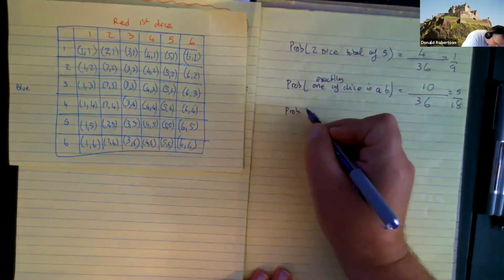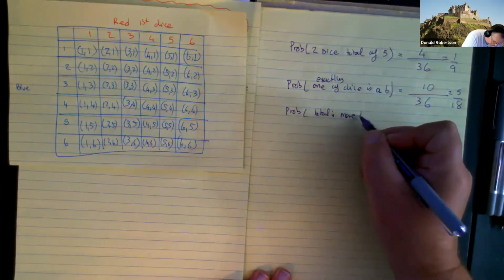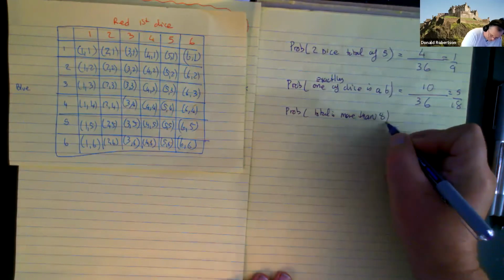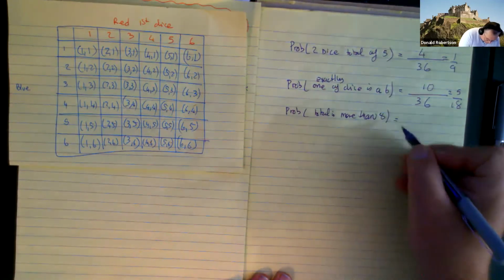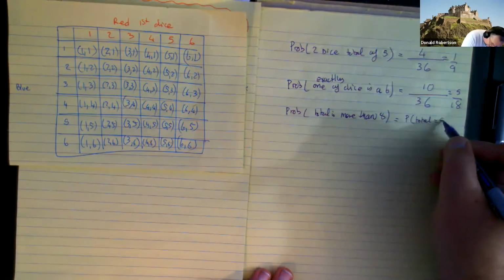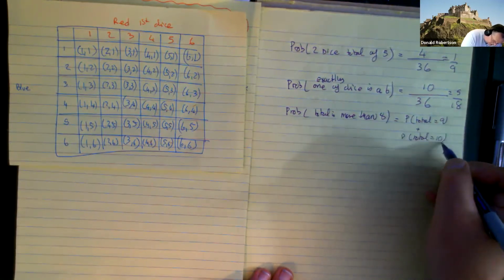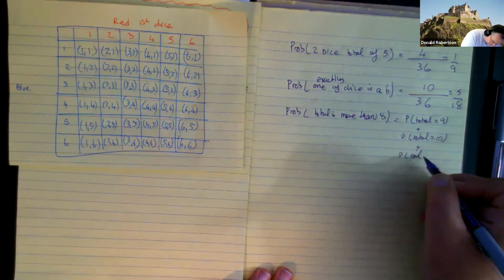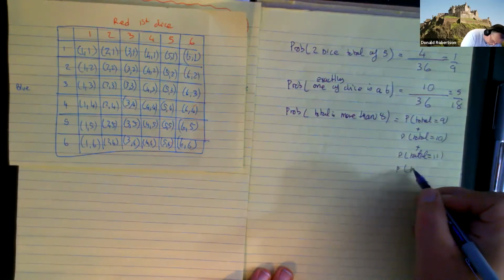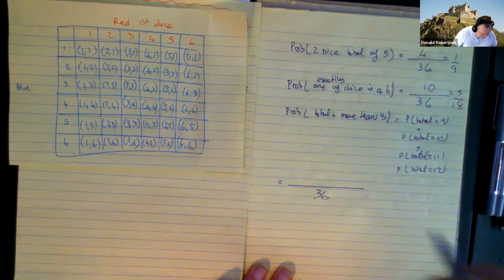You could do things like, what's the probability that the total is more than 8? Now, if you want to find the total is more than 8, you really need to find the total is 9, and then add the total is 10, then add the total is 11, and then you could add the total is 12. Or you could simply just do that in one go.